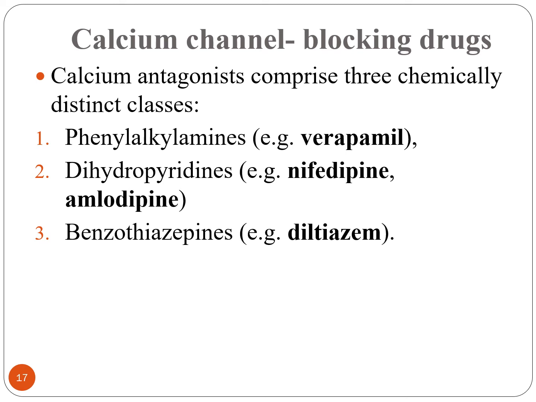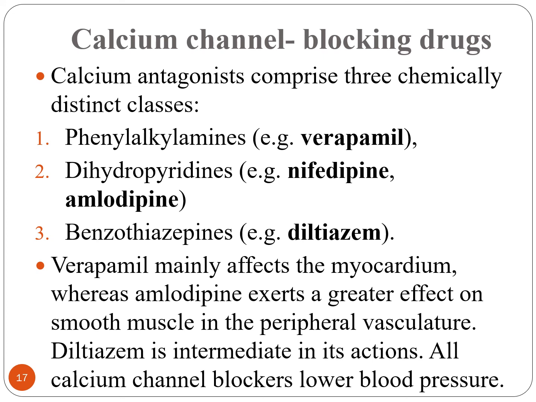We explained last time that verapamil is cardioselective, the dihydropyridines are vasoselective, and diltiazem has an intermediate effect between the cardiac and the blood vessels. Verapamil mainly affects the myocardium, whereas amlodipine exerts a greater effect on smooth muscles in the peripheral vasculature. Diltiazem is intermediate in its action.